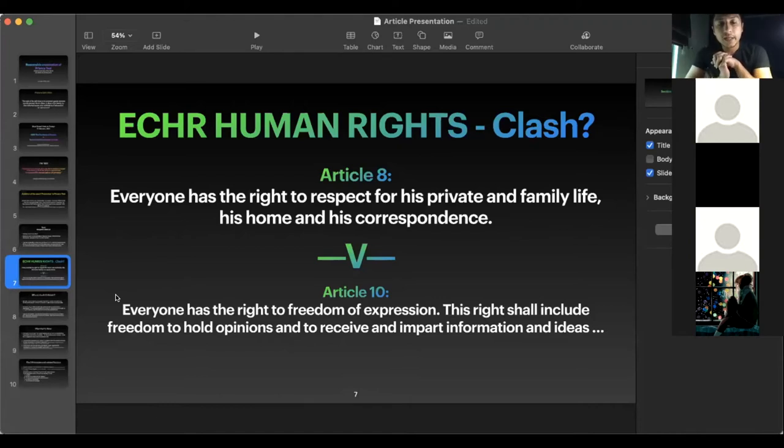So Article 8 says that everyone has the right to respect for his private and family life, his home and his correspondence. And Article 10 says, everyone has the right to freedom of expression. This right shall include freedom to hold opinions and to receive and impart information and ideas.